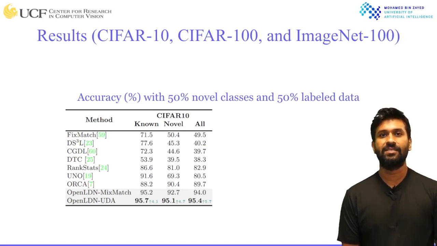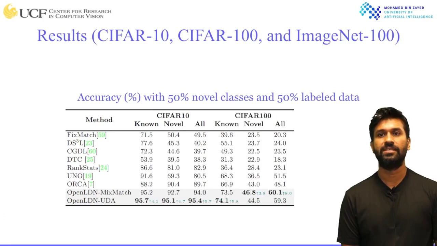In this dataset, that means CIFAR 10, we see that our method, that means OpenLDN with UDA as the closed-world SSL method, and we also experiment with another closed-world SSL method, MixMatch. We see that we outperform the current state of the art ORCA by more than 5%. We see better improvement on the CIFAR 100 dataset, where our method outperforms ORCA by 8%.